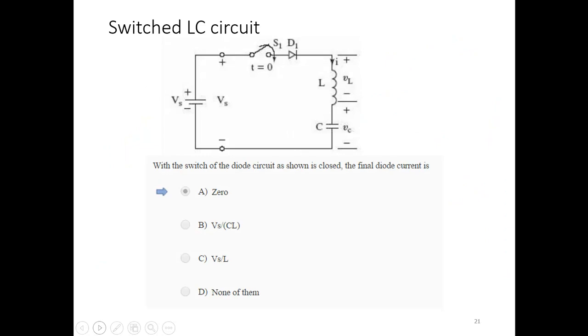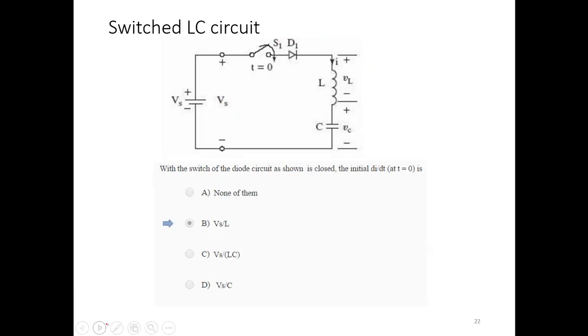They ask: the switch with the diode as shown is closed. What will be the final diode current? The final diode current will be zero because when that capacitor is fully charged, it will be at 2VS, while the supply is VS. The capacitor will try to push energy back to the supply because you have 2VS against VS, but the diode will stop that. As a result, there will be no current flowing through it. At the end, the final current will be zero, and the capacitor will be at 2VS. That's the answer, zero. Let's look through that.